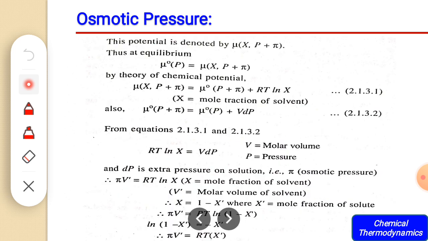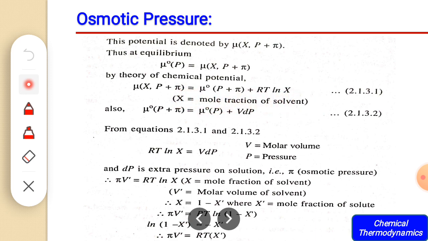And therefore the chemical potential equation for the solvent is given by μ(x, P+π), and at equilibrium μ0(P) is equal to μ(x, P+π). Here P+π is the pressure, and x is the mole fraction of the solvent.